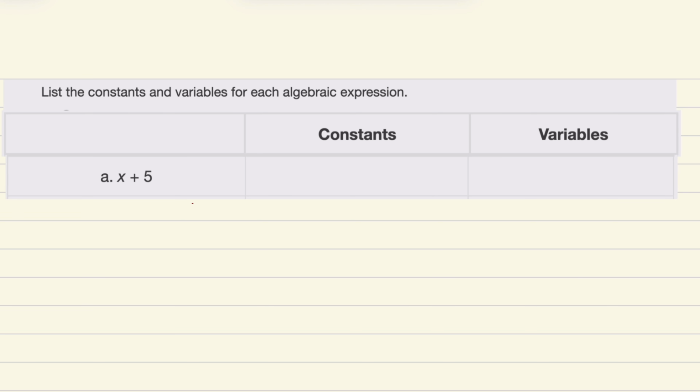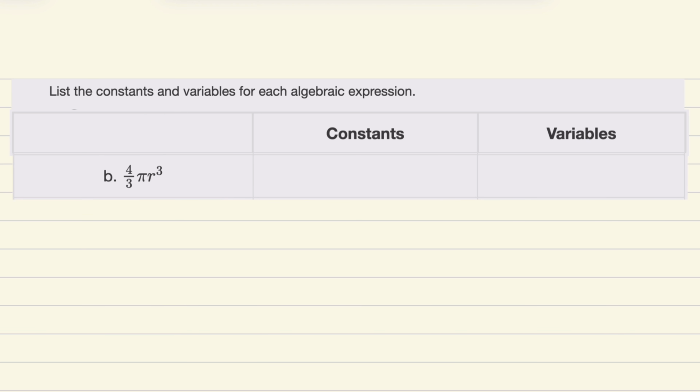So starting with A, we have x plus 5. Looking for constants in this expression, we're looking for numbers that always have the same value, and this expression has one constant, 5. And for variables, we're looking for letters that can take on different values, and we do have the variable x. So one constant, one variable.